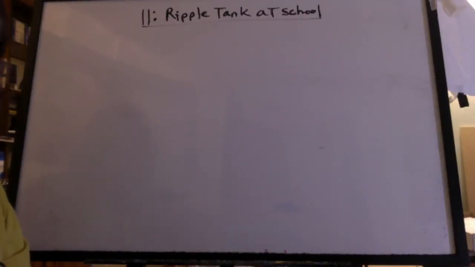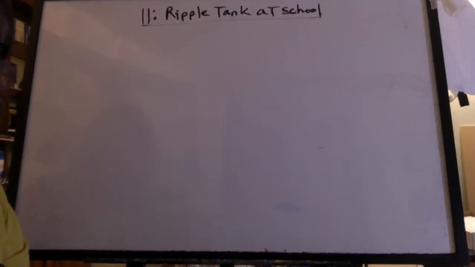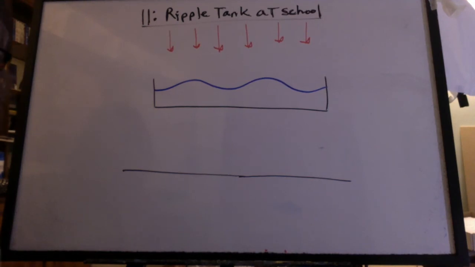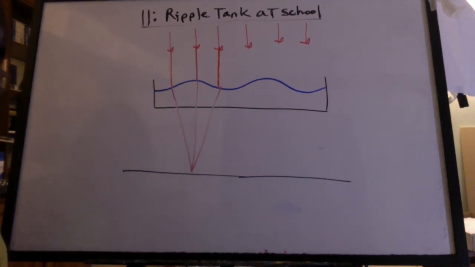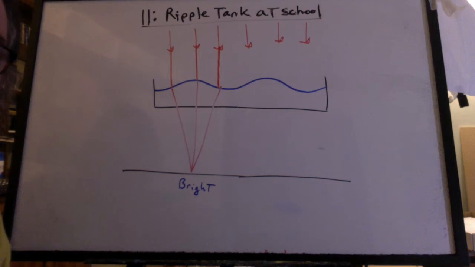Let's go over the ripple tank video I made at school. Here's a side view of the light shining down through the water, through the glass, and then down onto the table. When the light rays strike a crest, the crest acts like a lens, focusing the light and concentrating it on the paper. The crest appears as a bright region on the paper.